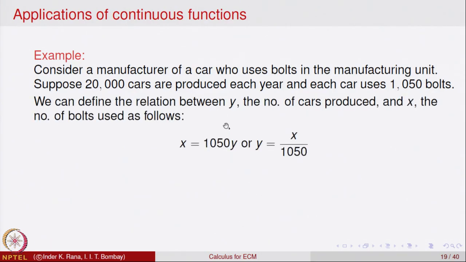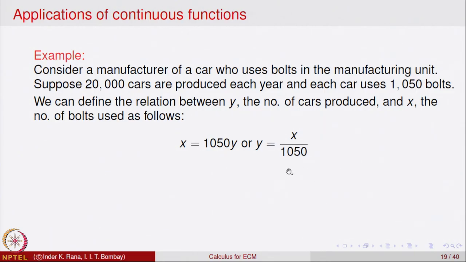So, we can define the relation between y, the number of cars produced, and x, the number of bolts used, as follows. The total number of bolts that are used is x equal to 1050 into y, where y is the number of cars produced. Or we can interpret y in terms of x. So, y is equal to x divided by 1050. So, here y is the number of cars being produced and x is the total number of bolts that are used to produce those many cars. So, each car using this much.